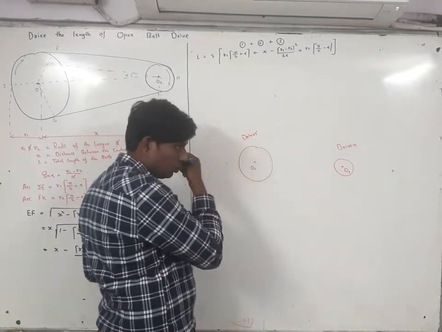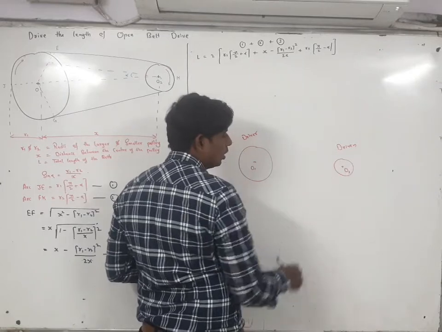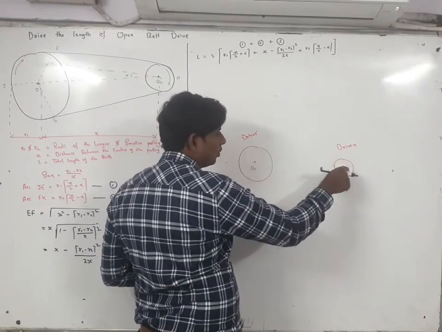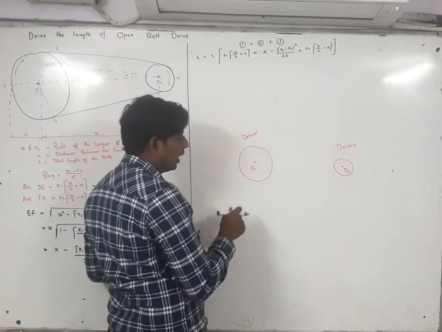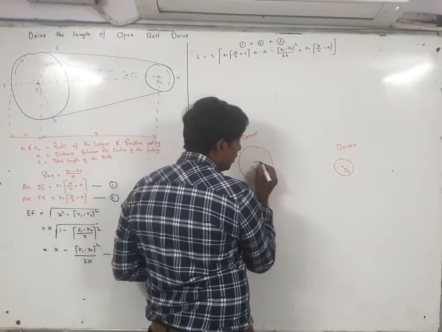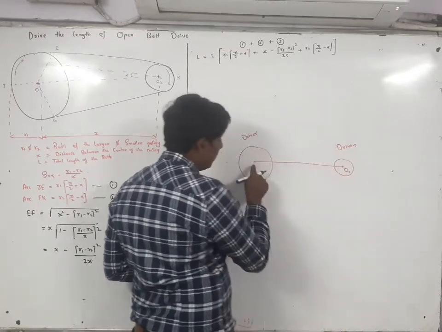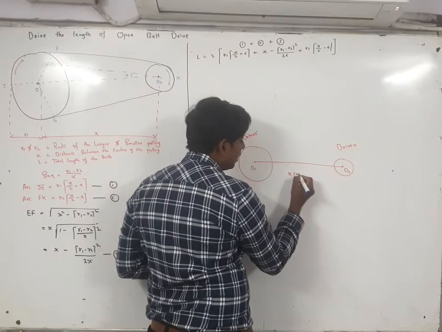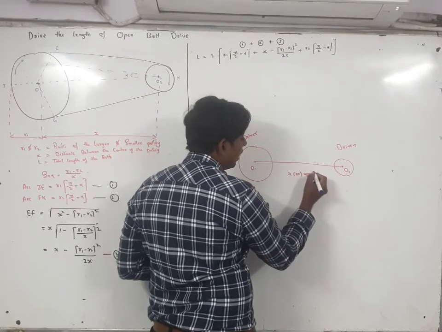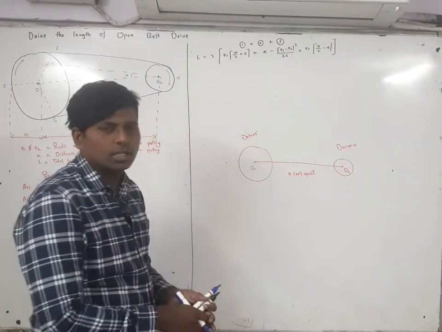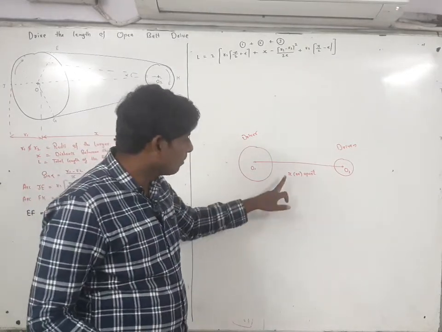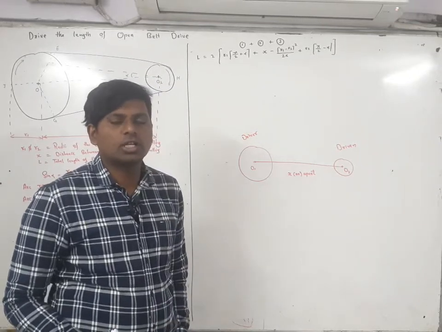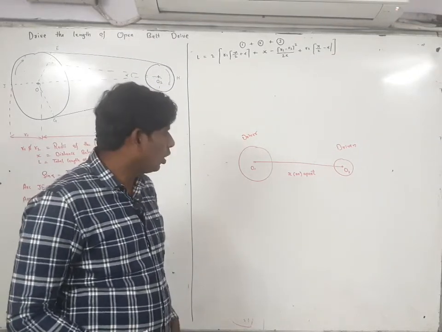The center of this one is known as O1, and the center of this driven pulley is known as O2. Whatever the distance is from one center of the pulley to the other center of the pulley, it is known as X. Another name is there, apart. The distance between these two is known as X. You can call it X, or you can call it apart. You can use both.